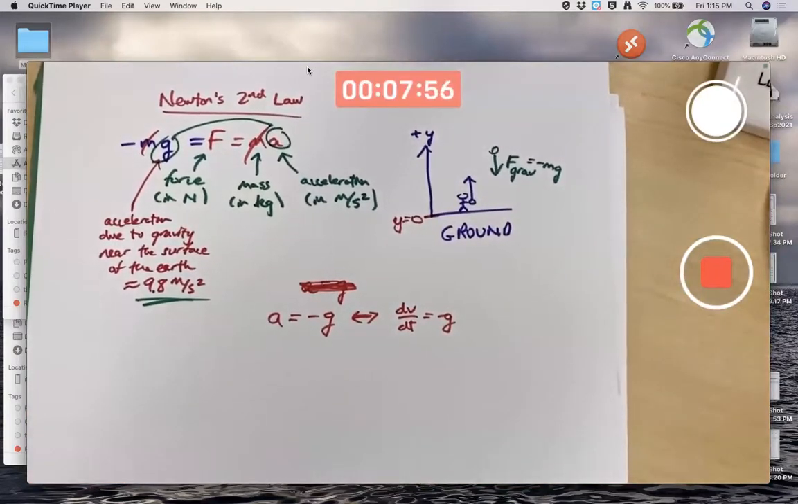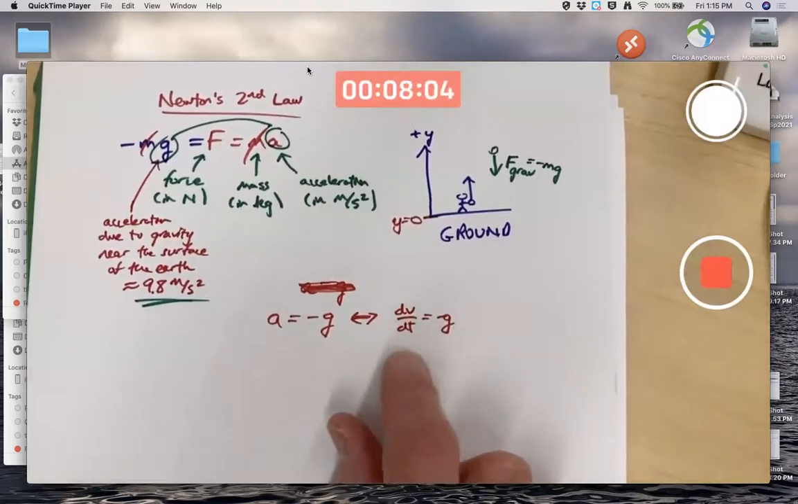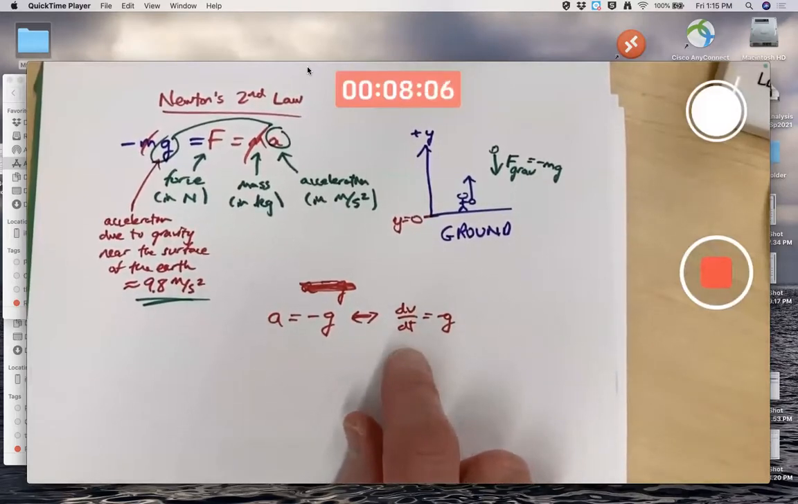V is positive when the ball travels upward and negative when the ball travels downward. The acceleration, which is the rate of change, the derivative of the velocity, in this context is always negative. It's a negative constant, negative G, about negative 9.8 meters per second squared.